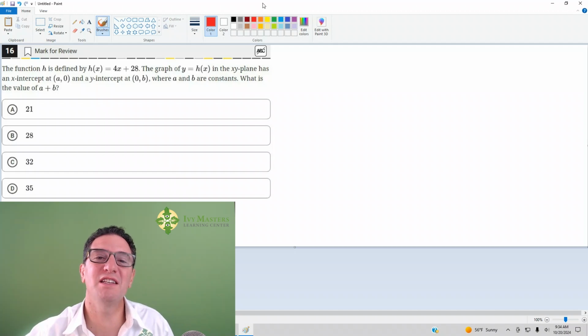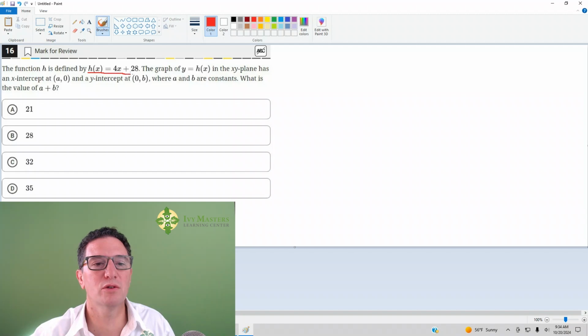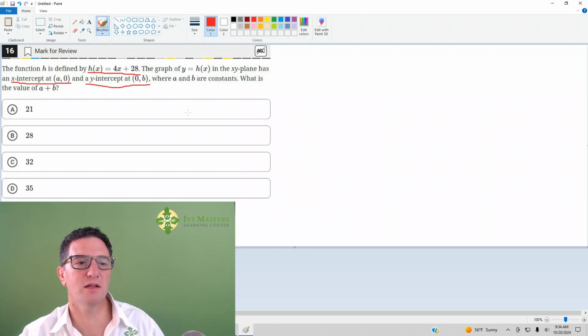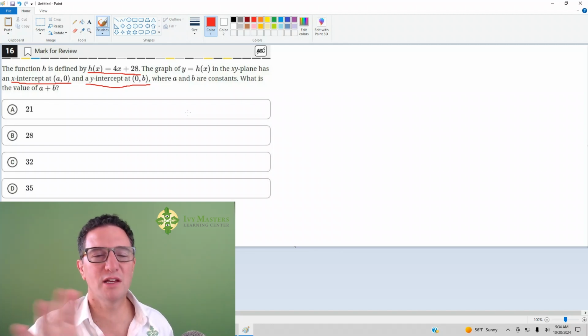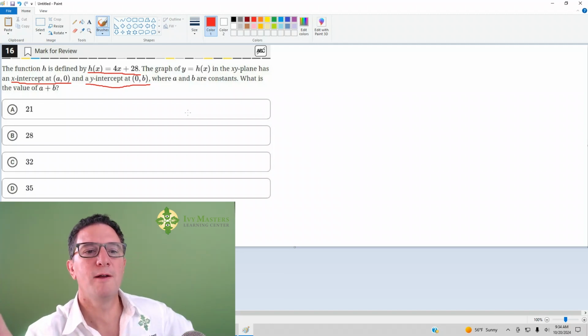from Digital SAT Test 3, Module 1. Number 16 reads, function h is defined by h of x equals 4x plus 28. In the graph, y equals h of x, in the xy plane has the x-intercept at (a, 0), y-intercept at (0, b), where a and b are constants. What's the value of a plus b? I'm going to show you how to solve this by hand, but stick around. The Desmos solution is actually easier.